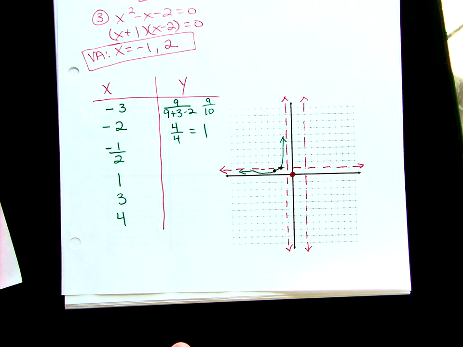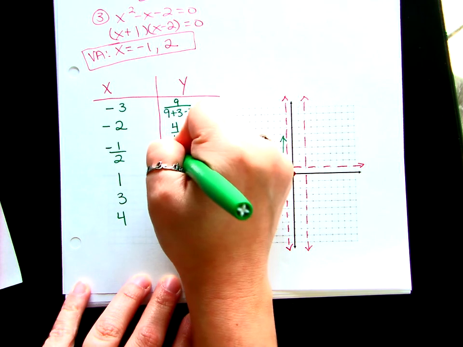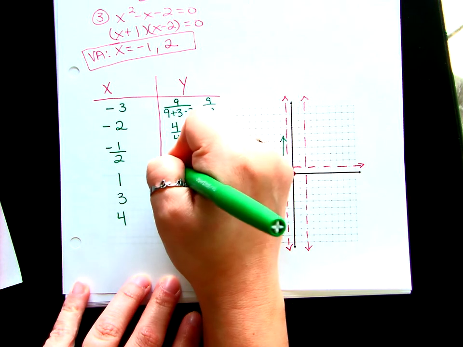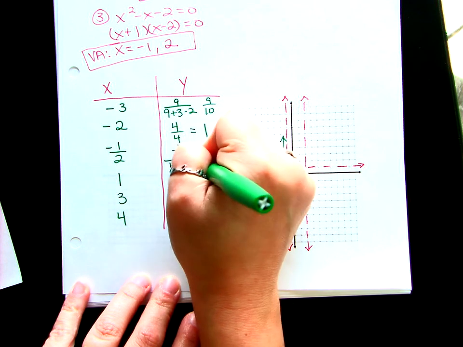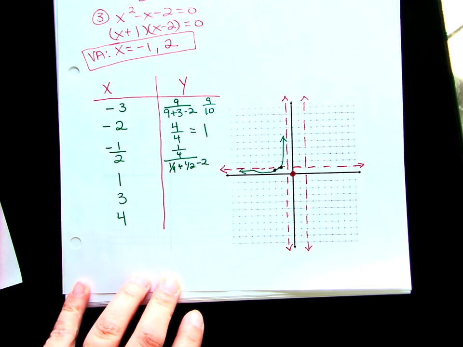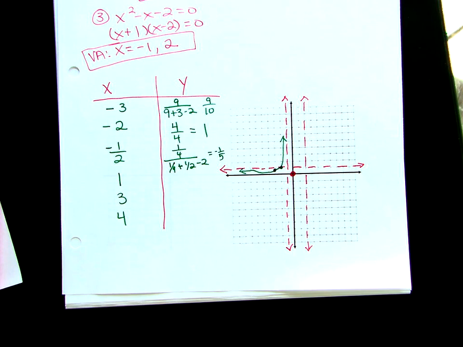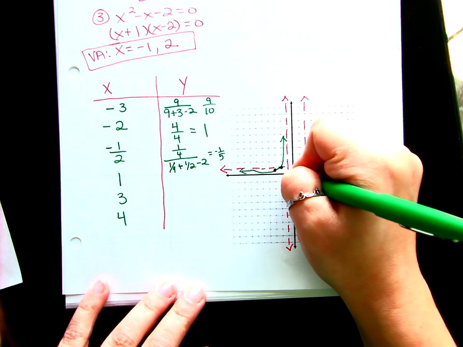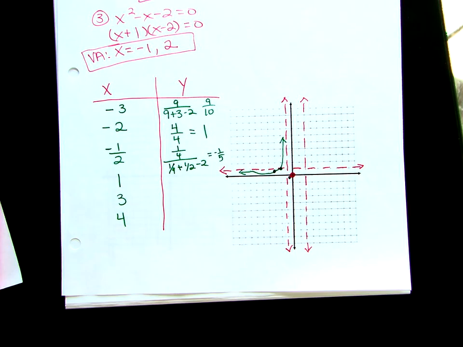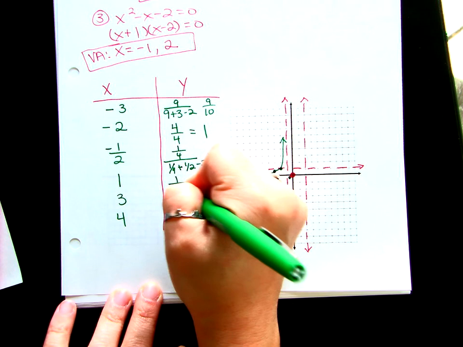All right, so for the next one, -1/2. That'd be 1/4 over 1/4 plus 1/2 minus 2. Do lots of algebra there, and you get -1/5. So that's like barely down here. And then 1 would be 1 over 1 minus 1 minus 2, which is -1/2.